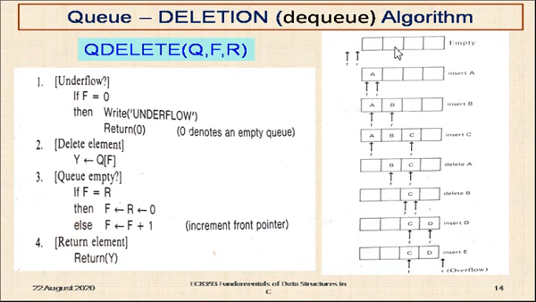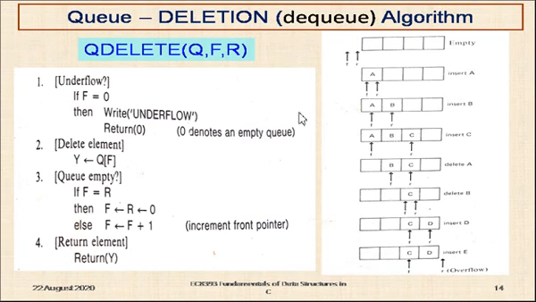So again, let us consider the first case, the empty case, and check here the first condition. If f is equal to 0, yes, f is equal to 0. So the condition is satisfied. That means what? Nothing is available in the queue, so we cannot delete any data item from it. Since this condition is satisfied, it writes the statement queue underflow. It will come back to the calling function. It won't go further to the following steps.